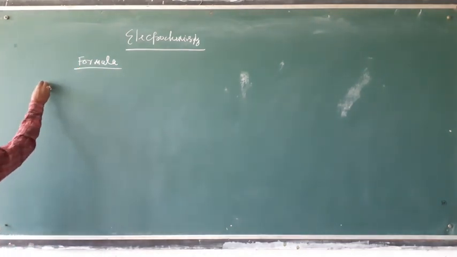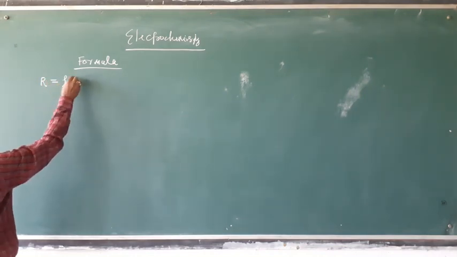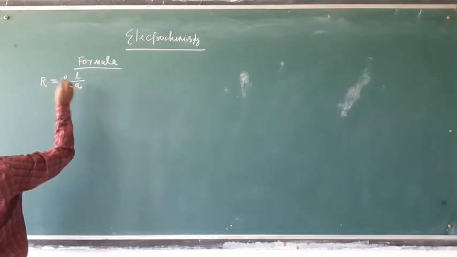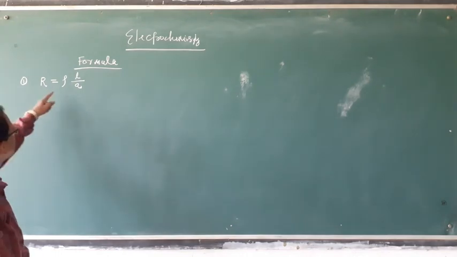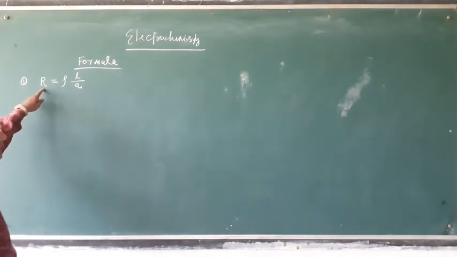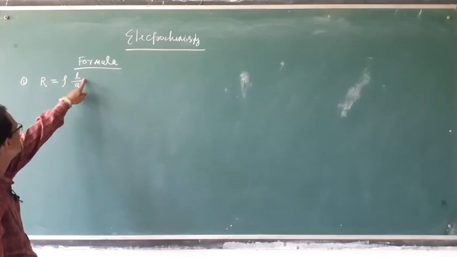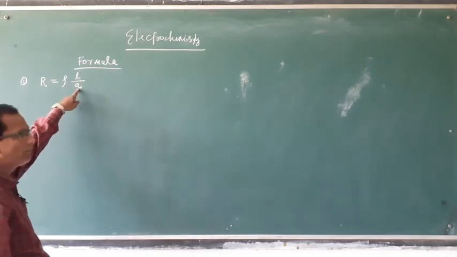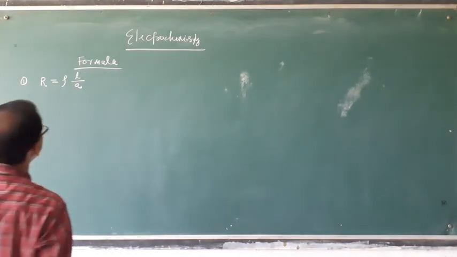So we know that resistance R is equal to rho into L by A. What is R? R means resistance. Rho is the resistivity, L is the length of the conductor, and A is the area of the conductor. So R is equal to rho into L by A.